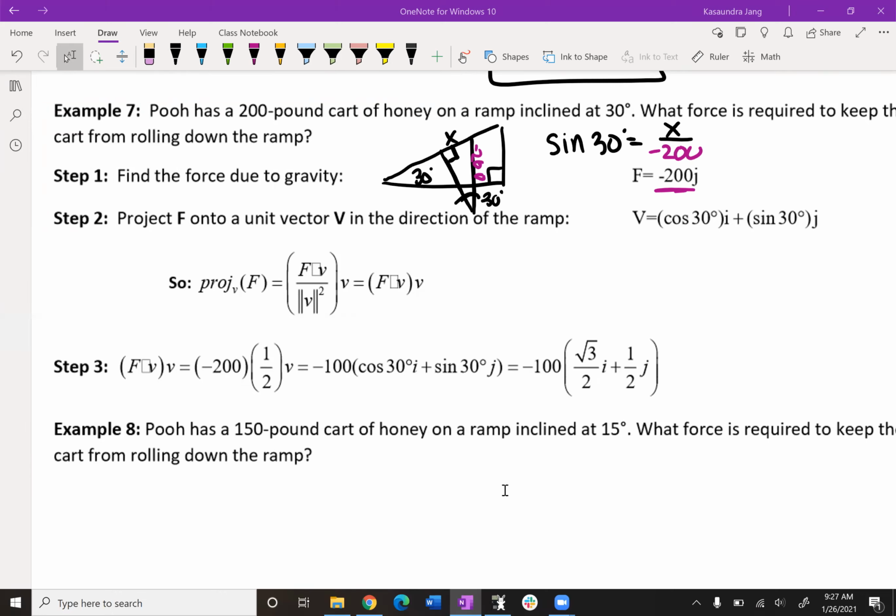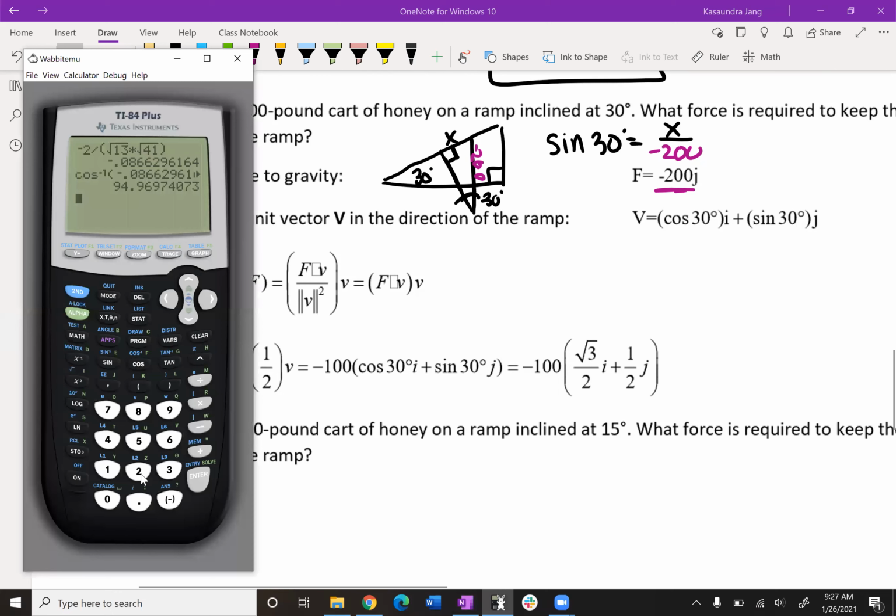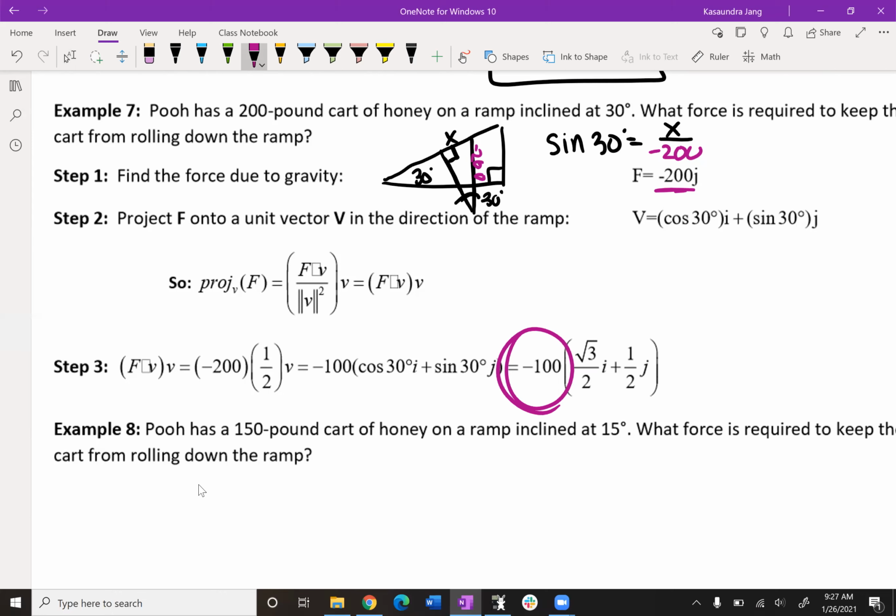I'll show you what I mean. If I put this in my calculator here, I'm going to multiply that negative 200 times my sine of 30 degrees. All right, so I got a negative 100, right? Oh, look at this. They had a negative 100 as well. Crazy.